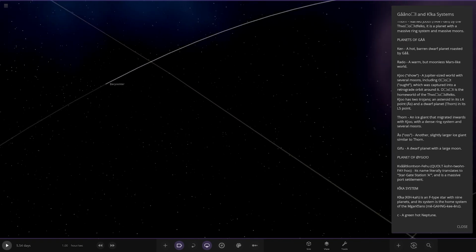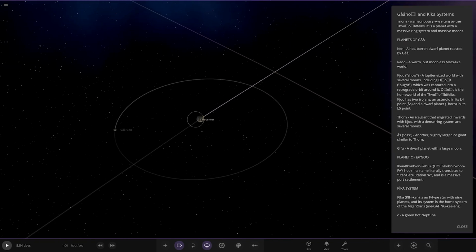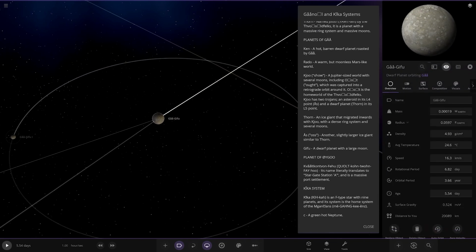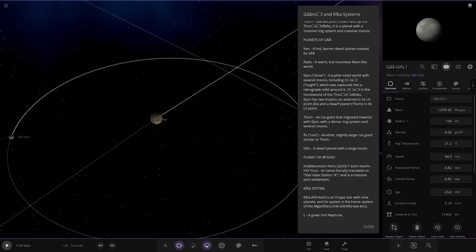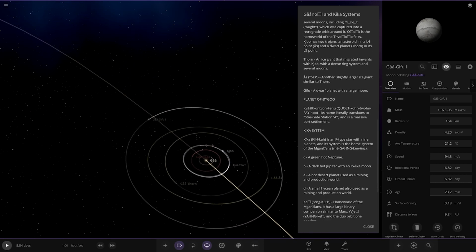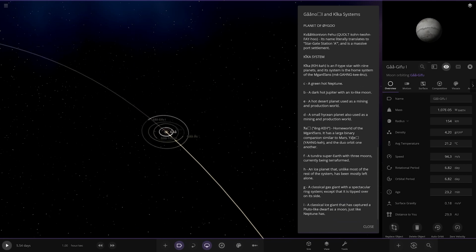And we've got a barycenter over here. So who is in here? So we've got Gifu, a dwarf planet with a large moon. So we've got Gifu and Gifu 1. There you go. Nice. Okay. Right, and then moving on to the next set.